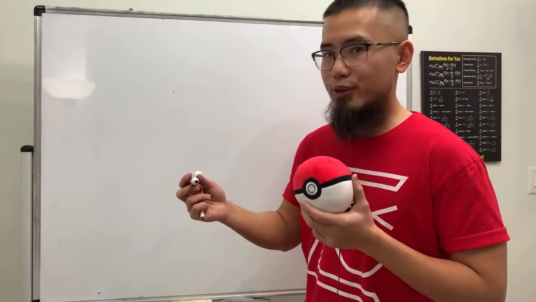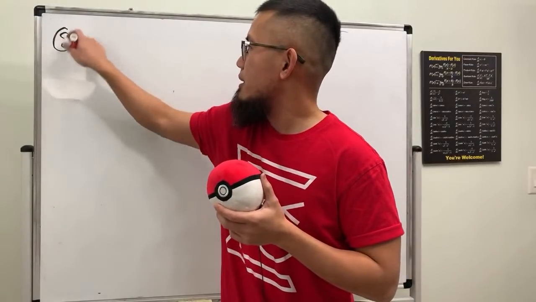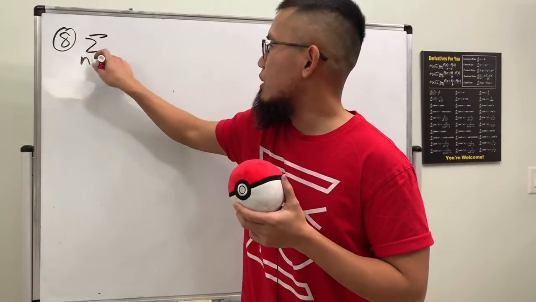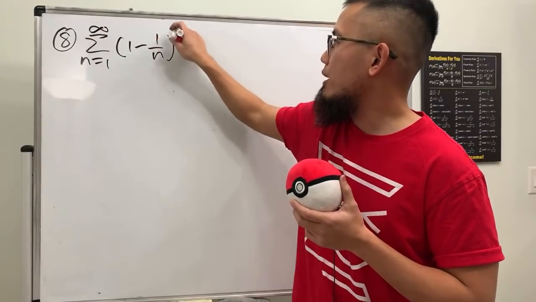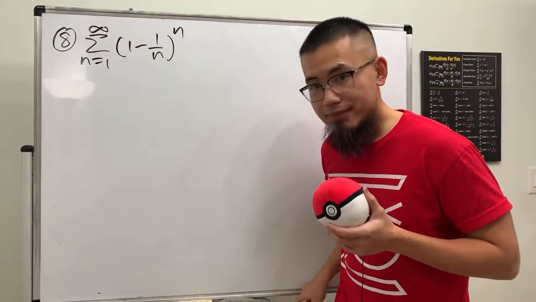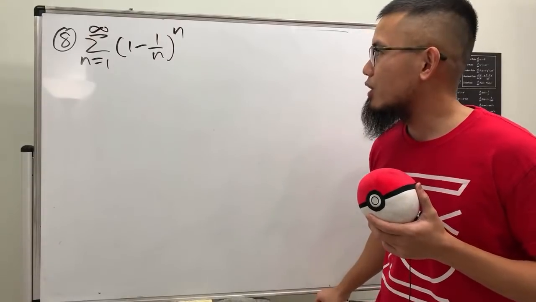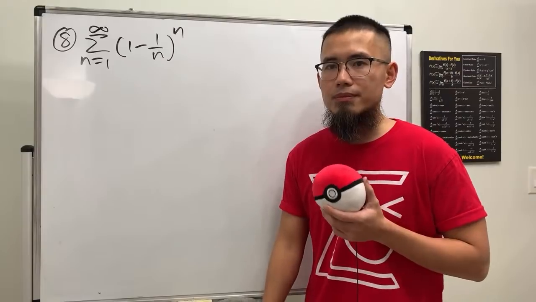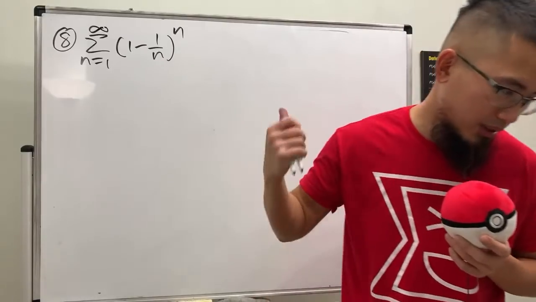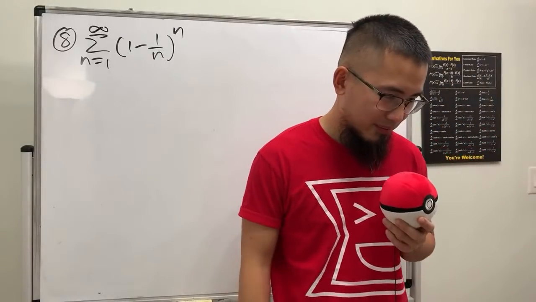All right, number 8. You guys ready? Number 8. Here we have the series as n goes from 1 to infinity, (1 minus 1 over n) raised to the nth power. Okay, so you see we have the n in the exponent. Okay, what do you guys think?